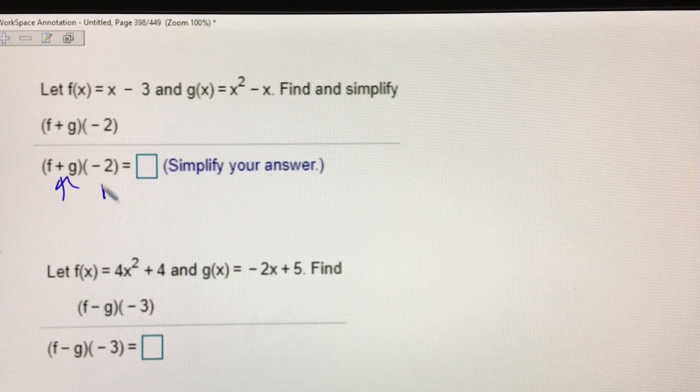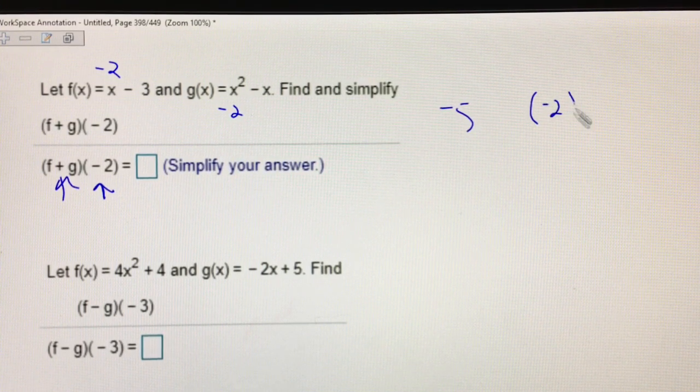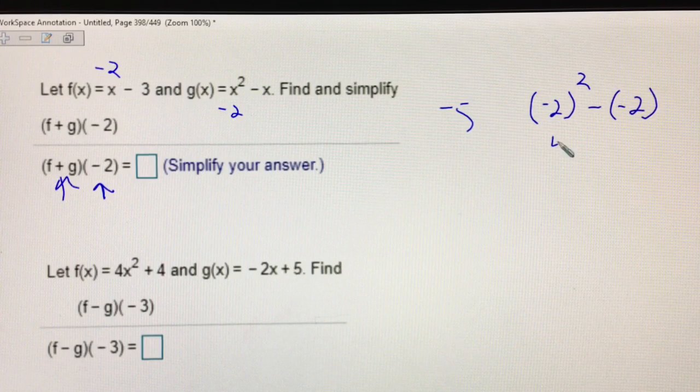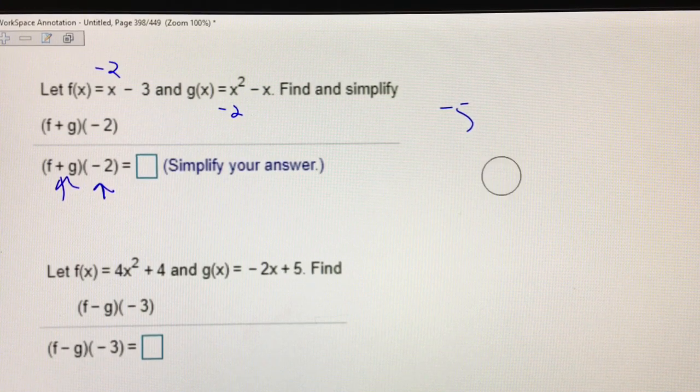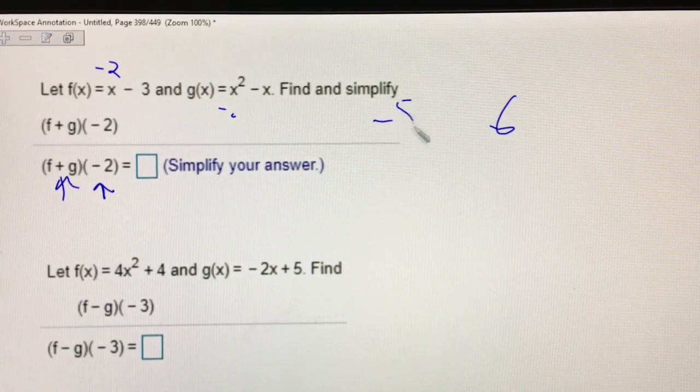I'm adding, so I need to plug negative 2 into both items. So I'm going to plug negative 2 in there. I'm going to plug negative 2 in here. That's going to give me negative 2 minus 3, so that value is going to be negative 5. And then I'm going to do negative 2 squared minus negative 2. That's going to give me 4 plus 2. That's 6. So here we go. Negative 2 minus 3 is negative 5, and then I have to add them. That would give me 1.